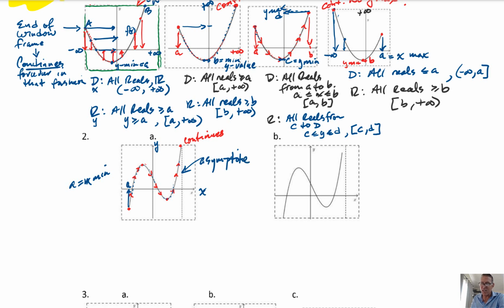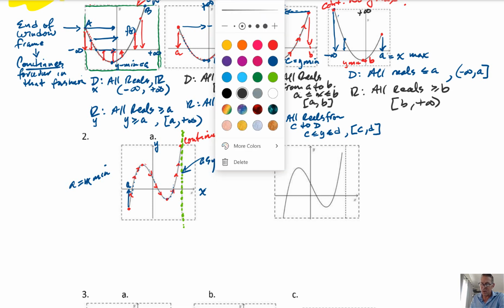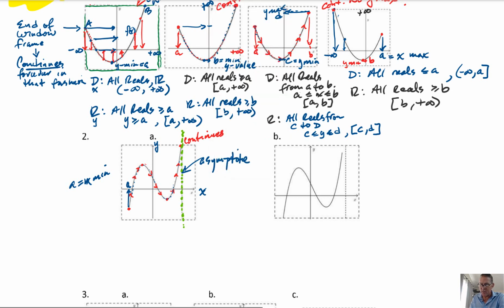Okay, it's an imaginary line. Let me just highlight this here. So the asymptote is an imaginary line that the function approaches, and it gets infinitely close, but it never really touches that asymptote. Let's say that asymptote occurs at some x value, and let's call this x value b.